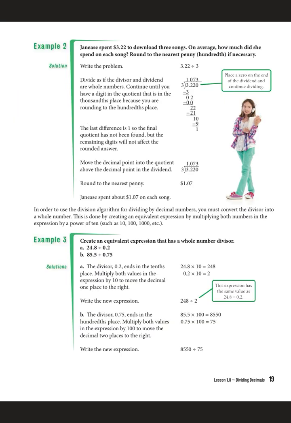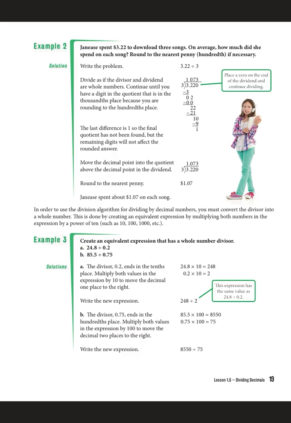Up here you have example number 2, where it says Janice spent $3.22 to download 3 songs. On average, how much did she spend on each song? Round to the nearest penny or the hundredths place if necessary. And again, what I would do is pause the video, read through the solution, look at the problem as they work them out over there to the right, and then look at the green box.